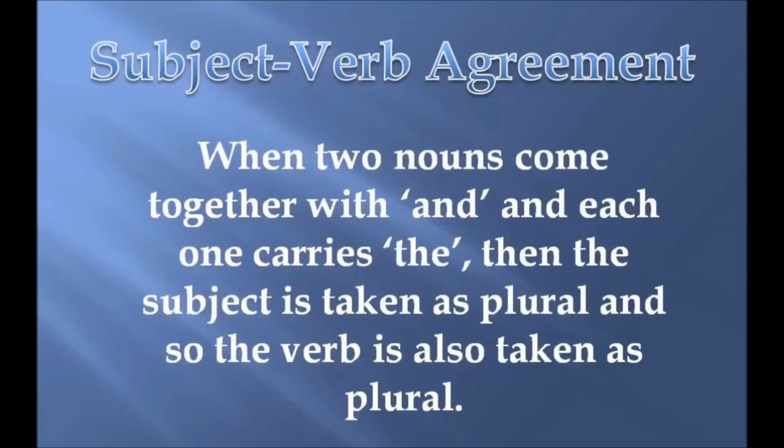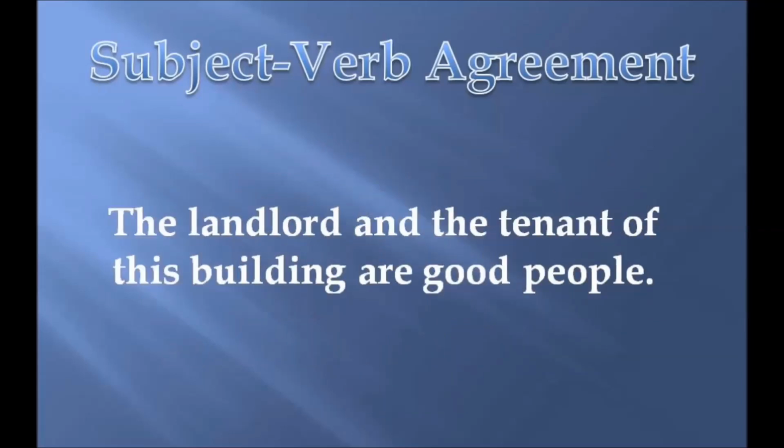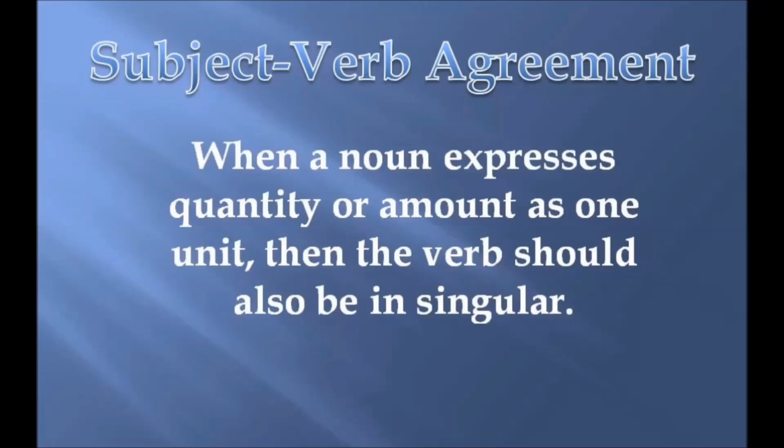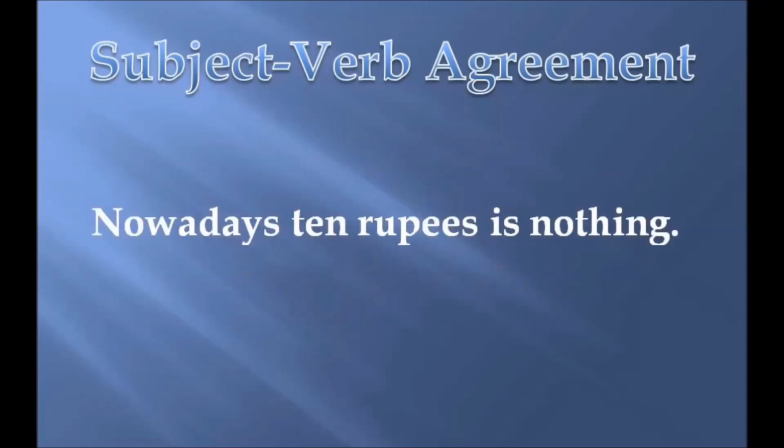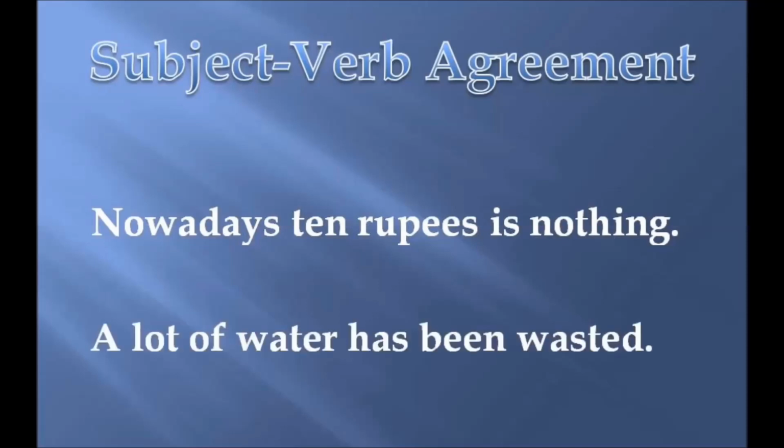When two nouns come together with and, each one carrying the, then the subject is taken as plural and so the verb is also taken as plural. For example, the landlord and the tenant of this building are good people. When a noun expresses quantity or amount as one unit, then the verb should also be singular. Nowadays, 10 rupees is nothing, or a lot of water has been wasted.